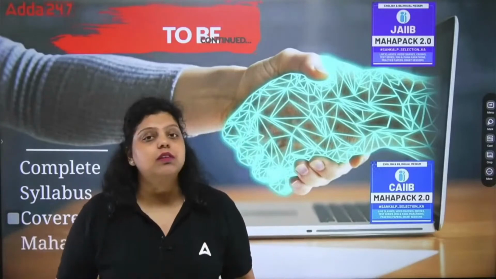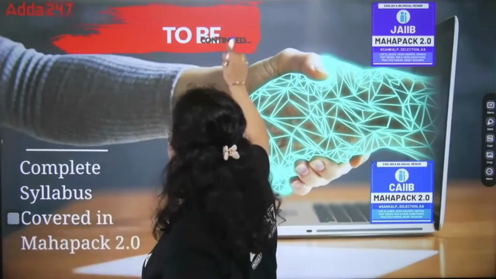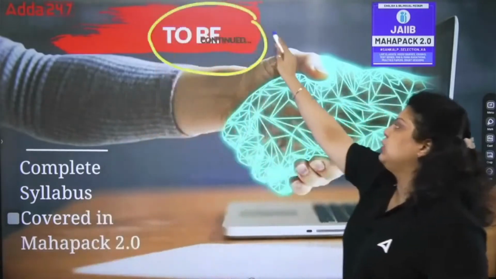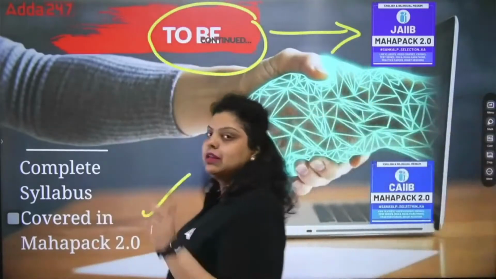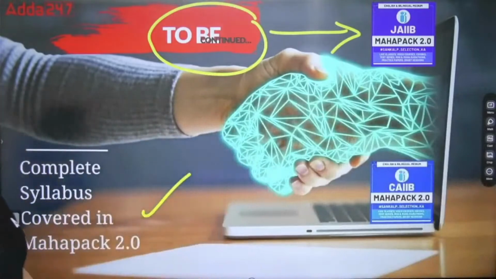But now this is not sufficient. So what about the rest? It will be continued here in the Mahapack 2.0. That will cover the whole syllabus in a very comprehensive way, in a very detailed way.